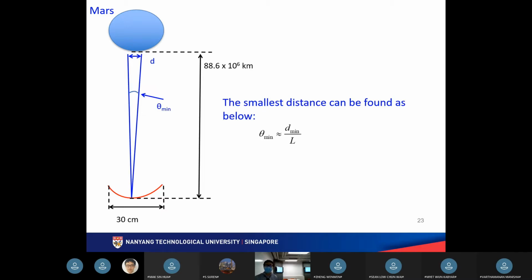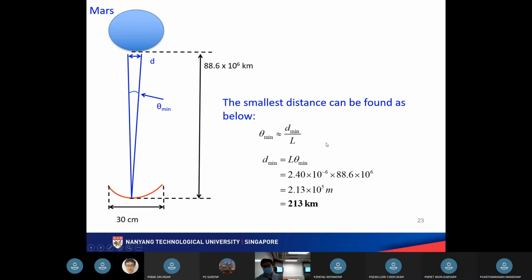Then, as I said, the angular resolution and the physical resolution are related by this formula. Theta minimum equals d minimum divided by L, the distance between the lens, the aperture, and the object. So d is just equal to L times theta minimum. So it's 2,230 kilometers.